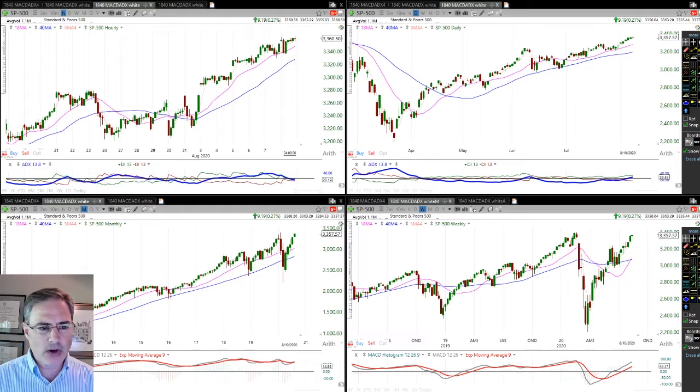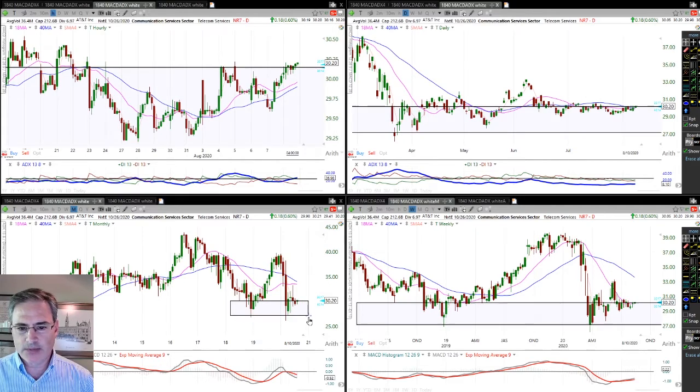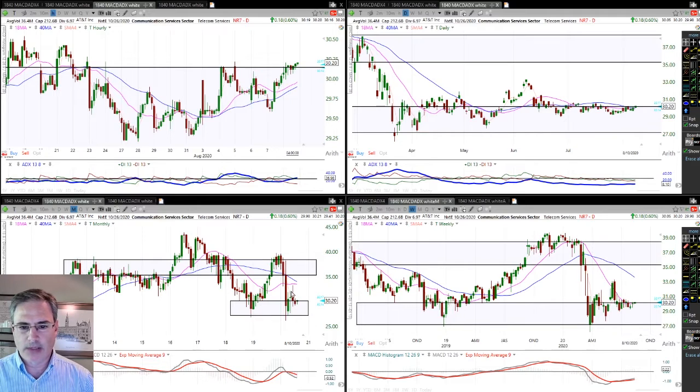Let's start going through some individual stocks, because I think it'll be interesting. I'm looking at AT&T. If we look at the monthly chart, the first thing I want to point out is there is pretty substantial support underneath here. And if I look overhead, I see some pretty decent resistance up in here. So I would classify this as a trading range.